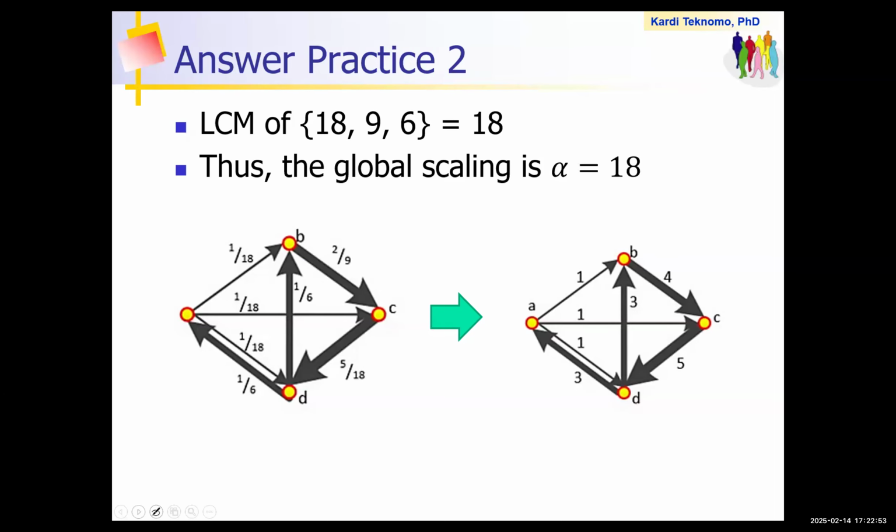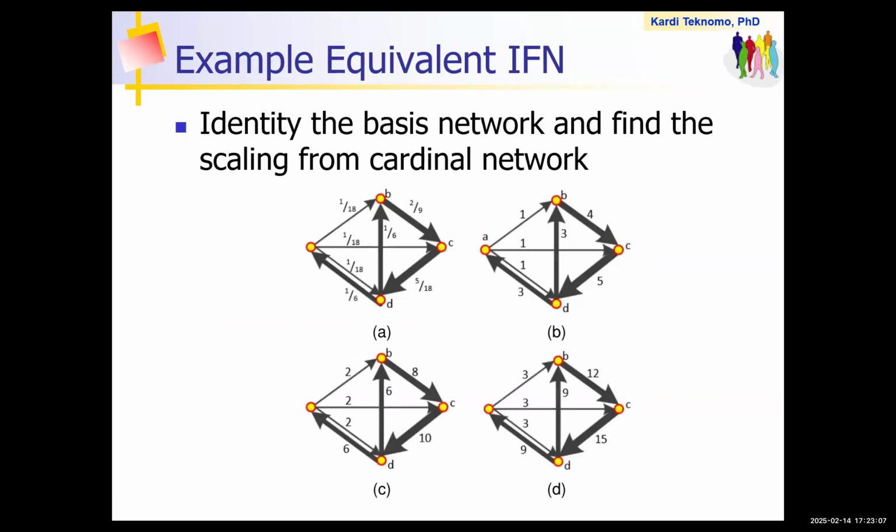Okay. So the same network can have several different types of equivalent forms, such as unit minimum. Now, can you identify the basis network in here? A, B, C, D. Which one is the basis network?